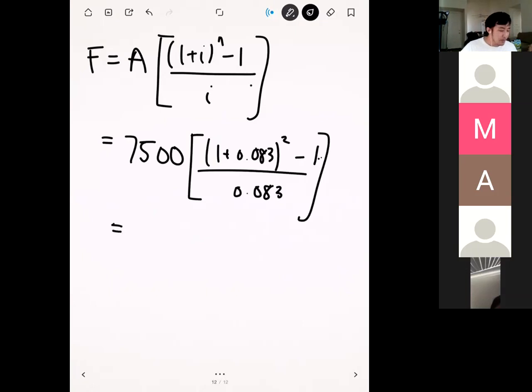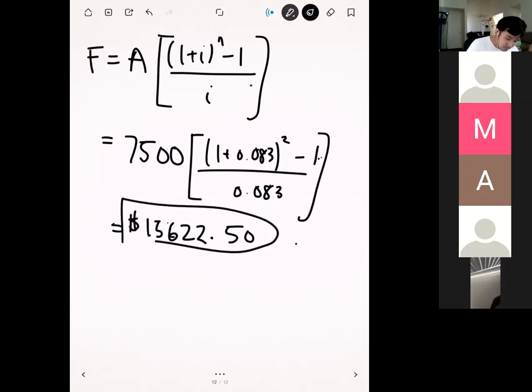Okay. And we plug in our interest rate and the number of periods. And then what we get is 15,622 and 50 cents. And so now that we have the future sum with respect to our initial deposit and the future sum with respect to the deposit we're making every year, we can just sum them up.